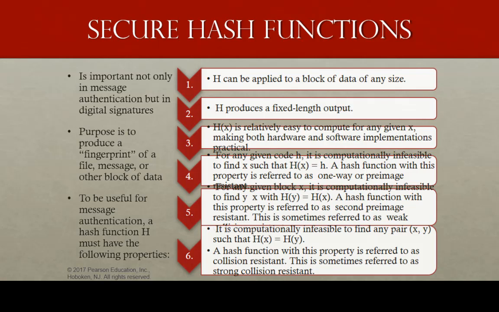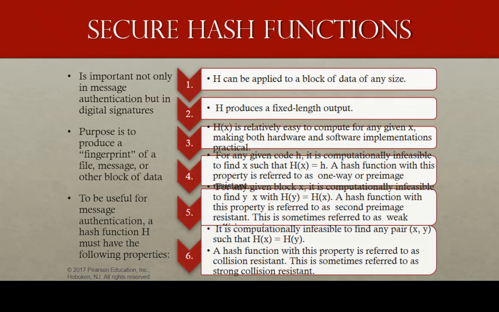4. For any given code h, it is computationally infeasible to find x such that H(x) = h. A hash function with this property is referred to as one-way or pre-image resistant. 5. For any given block x, it is computationally infeasible to find y not equal to x with H(y) = H(x). A hash function with this property is referred to as second pre-image resistant. This is sometimes referred to as weak collision resistant.